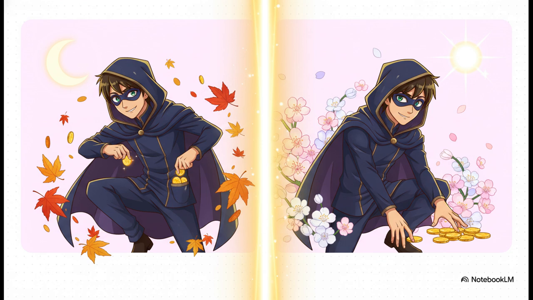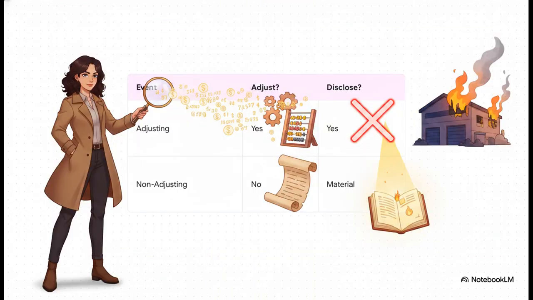But if the cashier was entirely honest up until January 5th and only began stealing then, that is a non-adjusting event. The theft occurred entirely after year-end. It's the exact same crime, discovered in the exact same month, but it requires completely different accounting treatments based purely on our timeline rule.